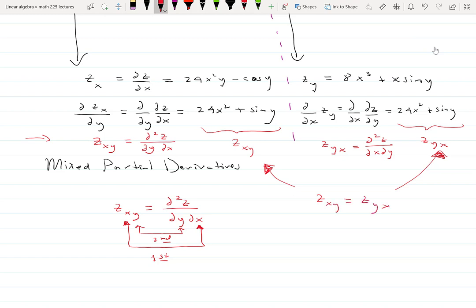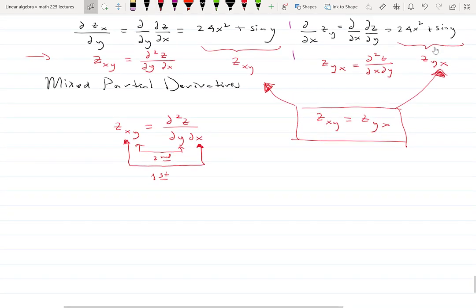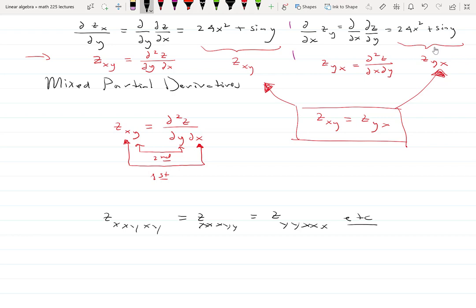For our functions. If you're a math major, you'll discover when you take a course in multivariable calculus in your third and fourth year, the conditions under which we get these mixed partial derivatives equal. Mixed partials are equal. And it doesn't matter how many partial derivatives you take. z_xxyxy is the same thing as z_xxxyy, which is the same thing as z_yyxxx. If you take mixed partials, the order in which you do any of the partials is not important. You get the same thing, no matter what.